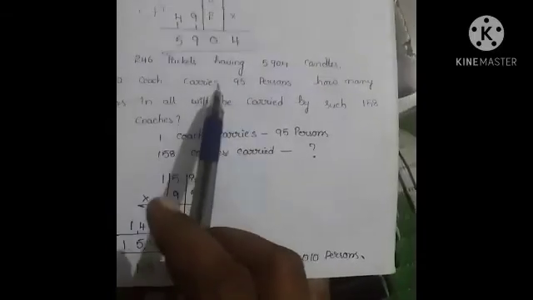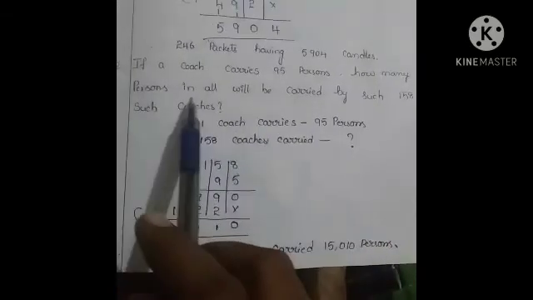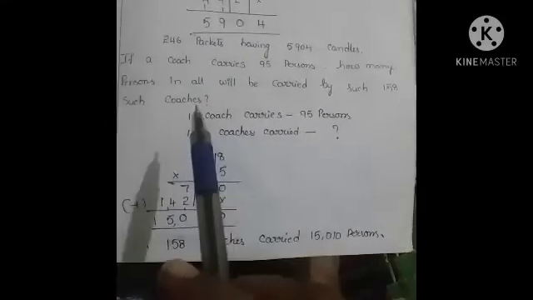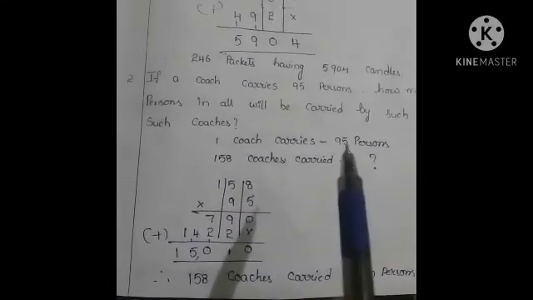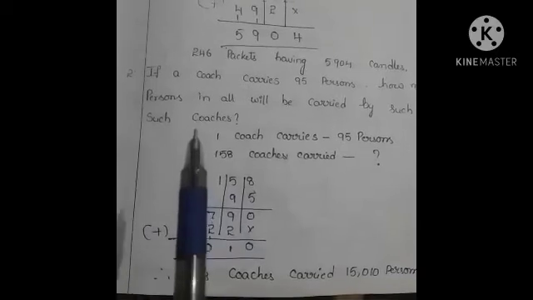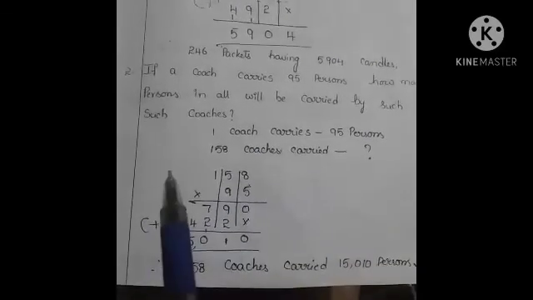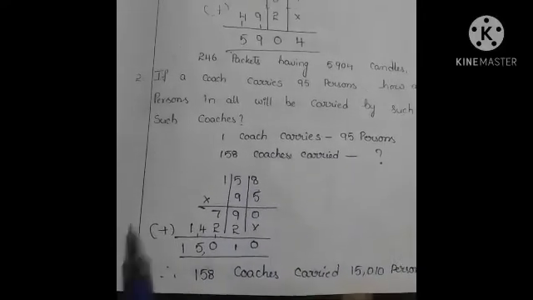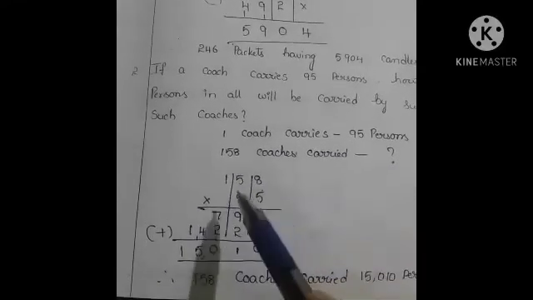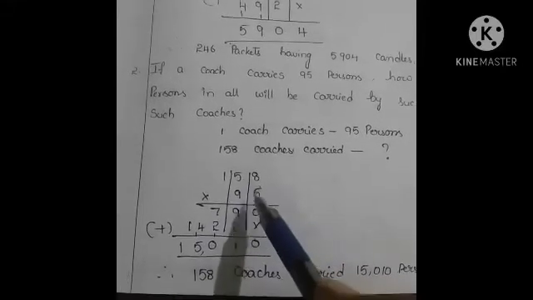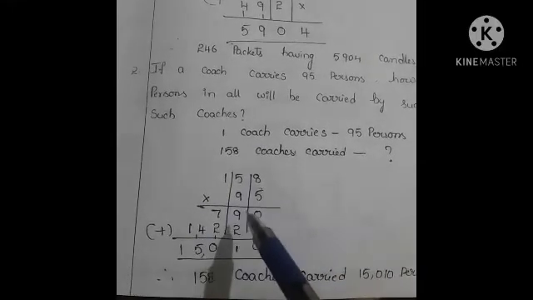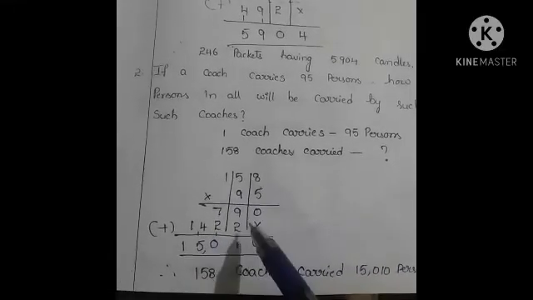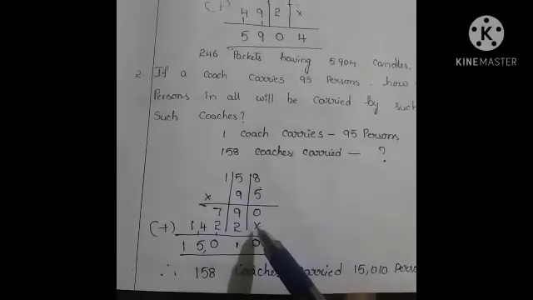If a coach carries 95 persons, how many persons in all will be carried by 158 such coaches? One coach carries 95 persons. In one coach, 95 persons are there. 158 coaches, how many persons carried? Now multiply 158 into 95. 5 eights are 40. 5 fives are 25. 25 plus 4, 29. 5 ones are 5. 5 plus 2, 7. Then this is the tens digit, no?